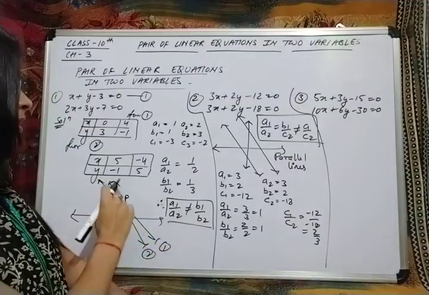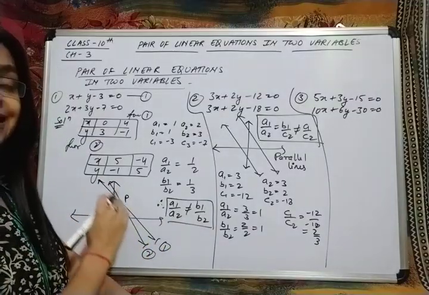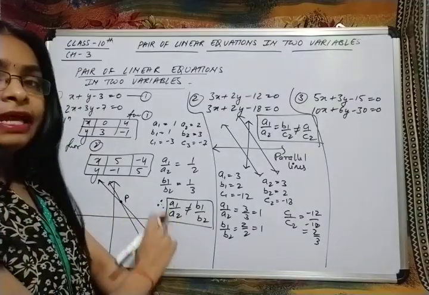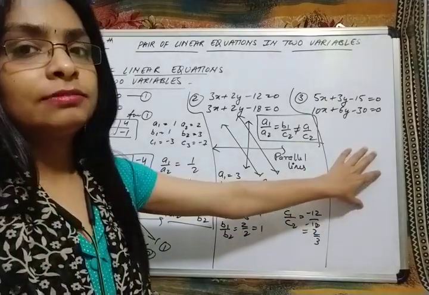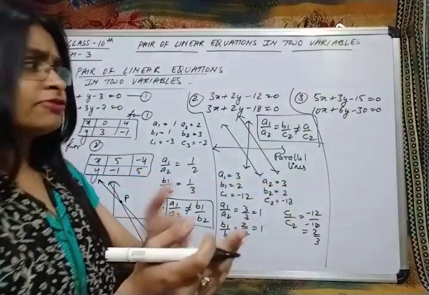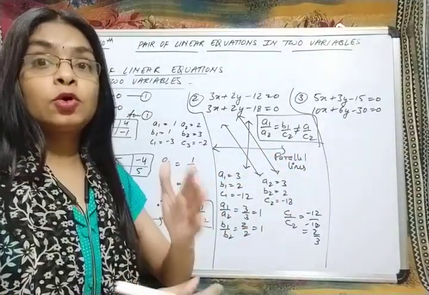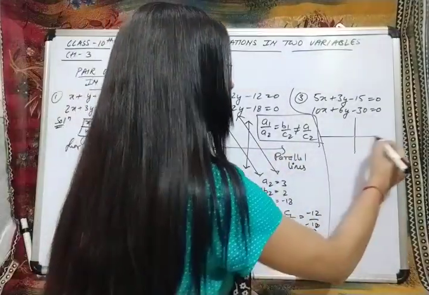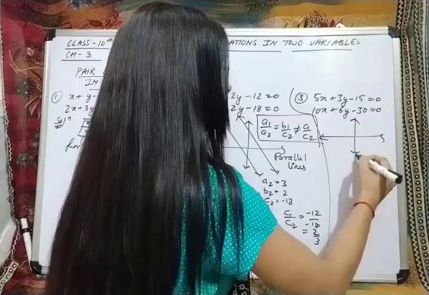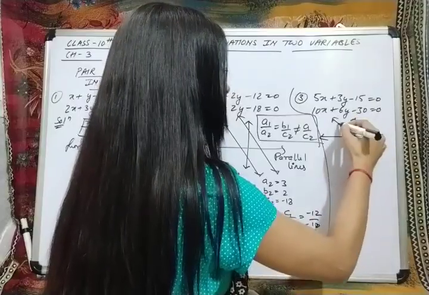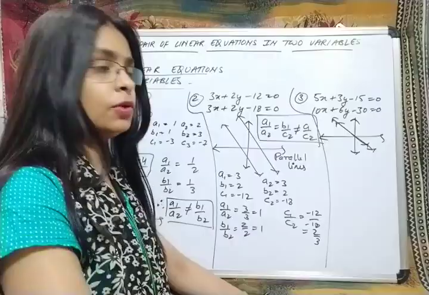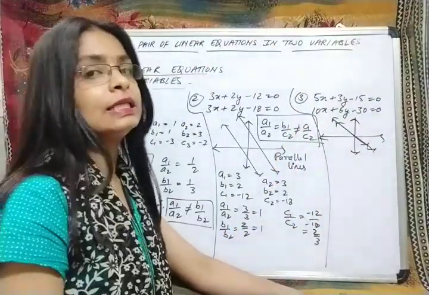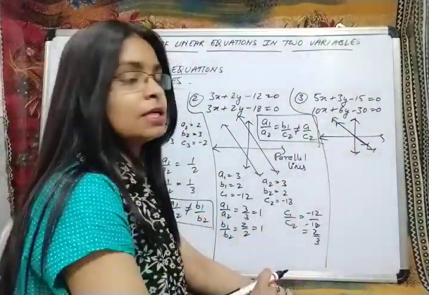And in intersecting lines, when the graphical representation is intersecting lines, then A1 upon A2 is not equal to B1 upon B2. Now this is the third condition, and you'll be familiar with this, where the lines will be coincident. What is that? Coincident means one line over the other. We'll get only a single line. So for this, what is the condition?